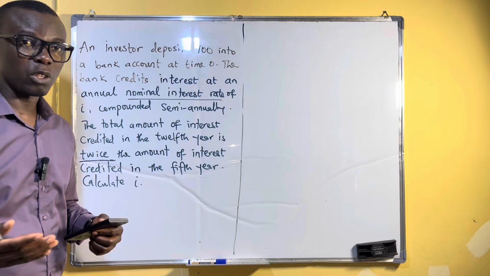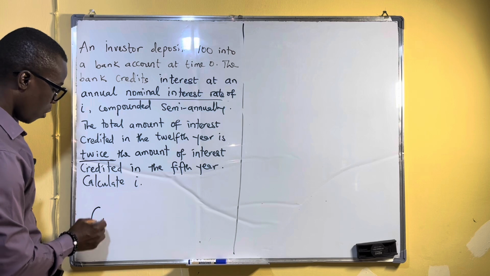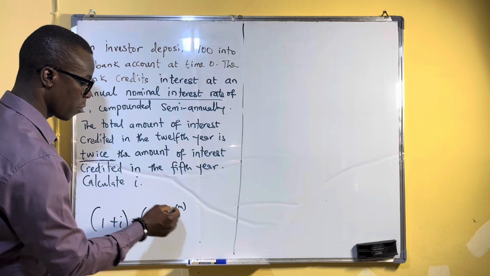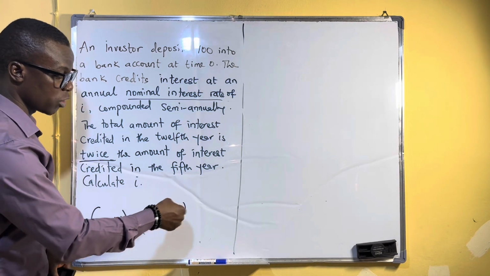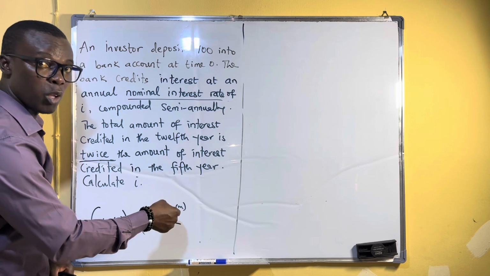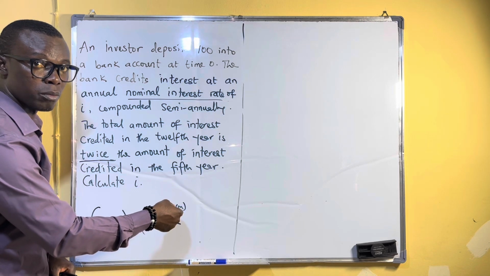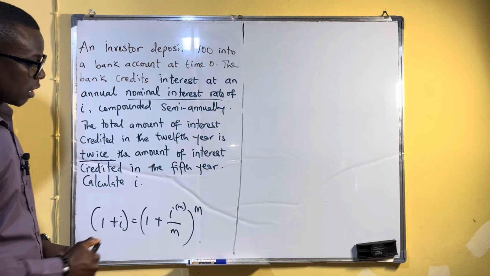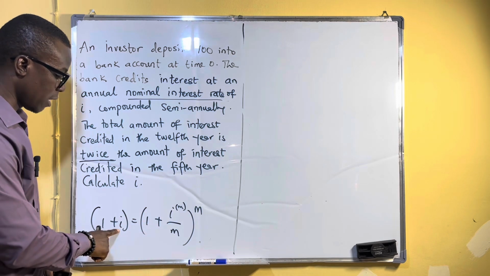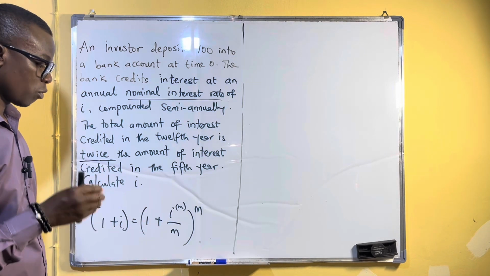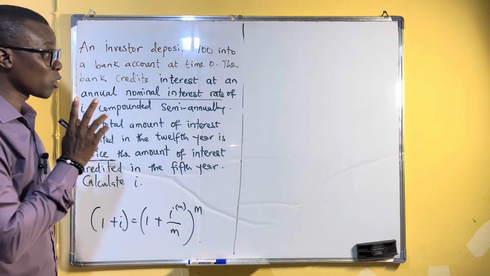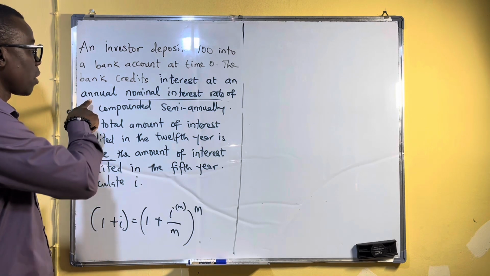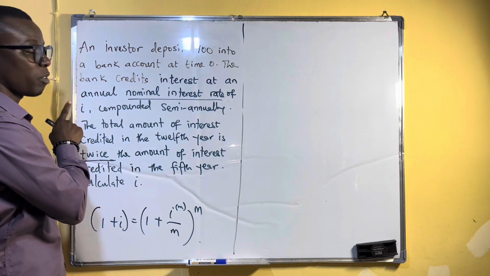In my previous video, I talked about this. I said 1 plus I is equal to 1 plus I to the power m over m, all raised to power m. This I to the power m denotes the nominal interest rate compounded m times per period. We call this the annual nominal interest rate, while the other is called the annual effective interest rate. But this question did something quite different. That's why you have to be very meticulous and very careful when reading the question. It says annual nominal interest rate of I.